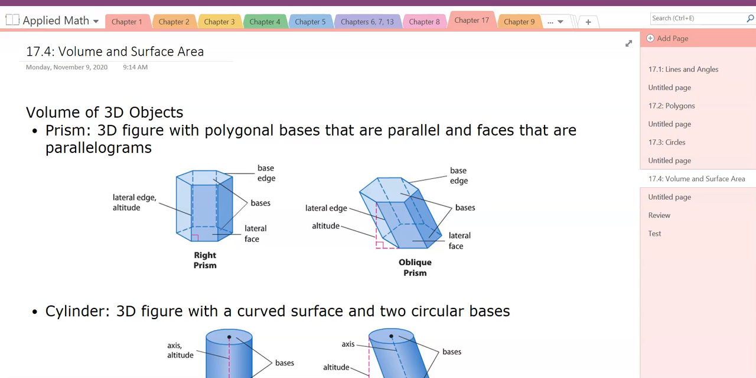But volume, the labels are all something to the third power. Like area was centimeters squared, feet squared. Volume is going to be centimeters cubed, feet cubed, those kind of things.